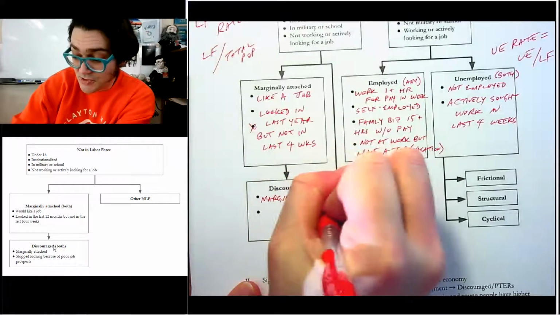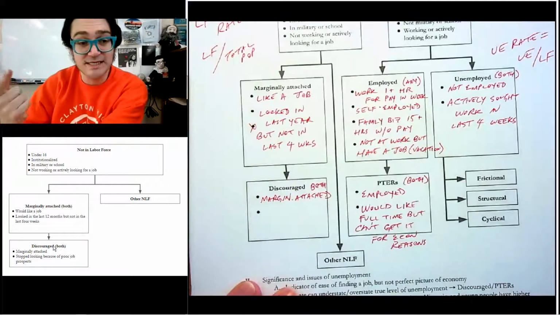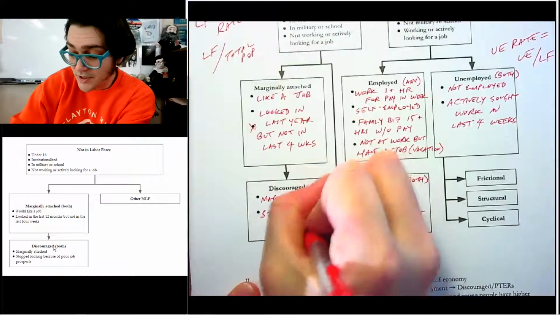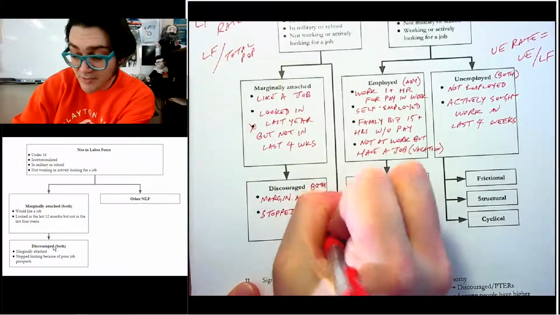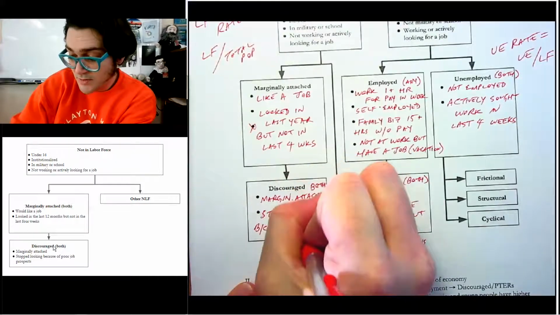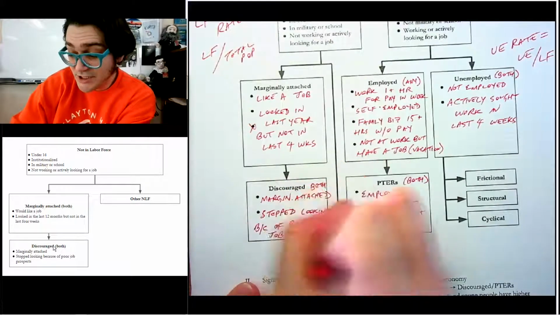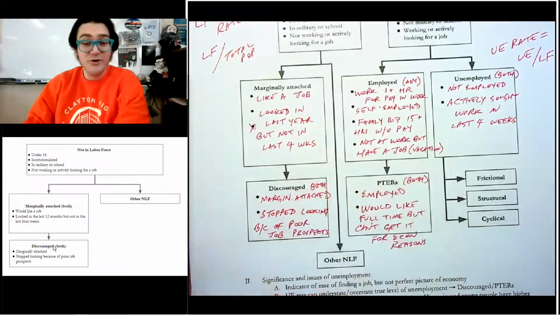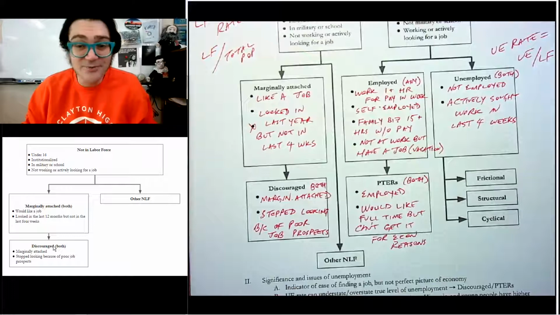So in other words, these are people who say, I'd like a job and I've looked in the last year, but I stopped looking specifically because of bad job prospects, of poor job prospects. In other words, there weren't any jobs, so they couldn't find any. So that's why they quit looking, right? They quit looking because they're like, there ain't any jobs, nobody's hiring.